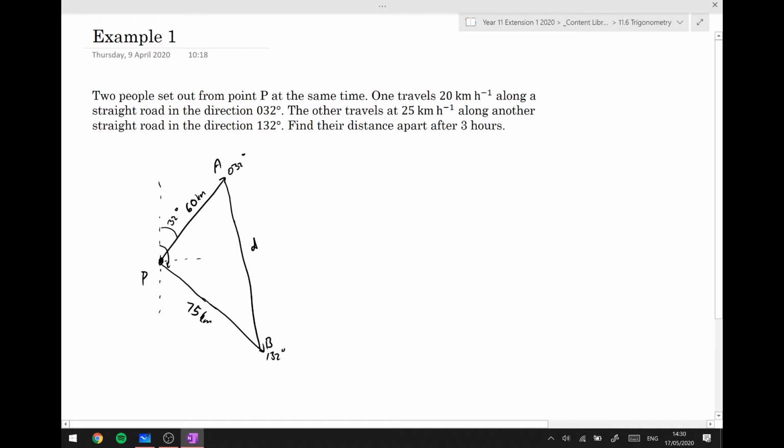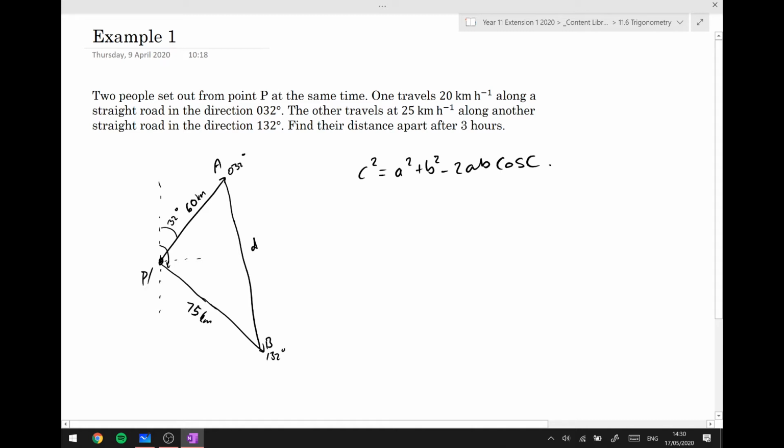So find their distance apart after 3 hours. So this distance here. So you might be thinking, well, what can we do to find this one? And we can use the cosine rule, because I think the cosine rule is pretty straightforward. We've got three sides, and we can work out what one of our angles are. So cosine rule, c squared is equal to a squared plus b squared minus 2ab cos C. Okay, and in this case, my p will be my c.